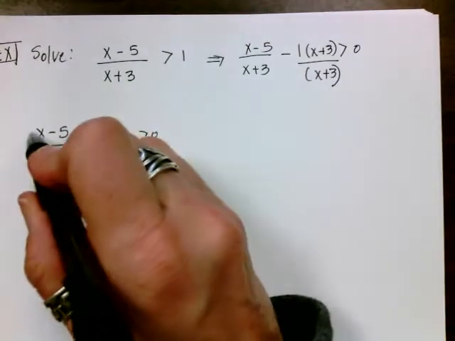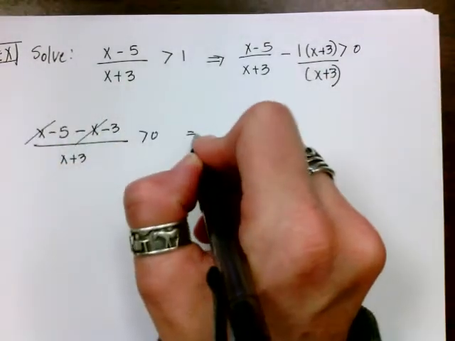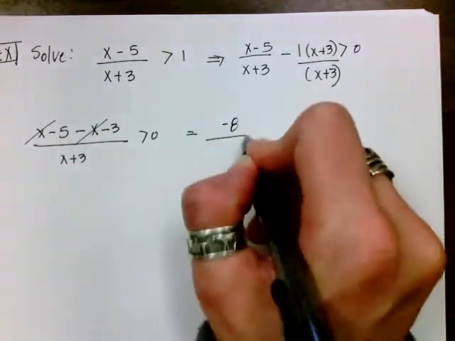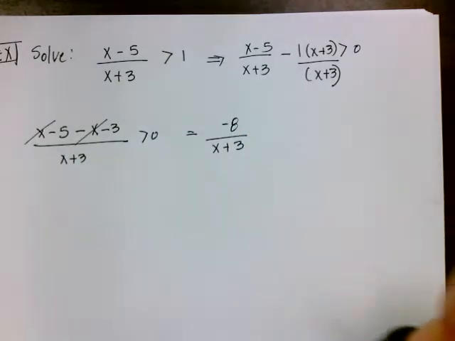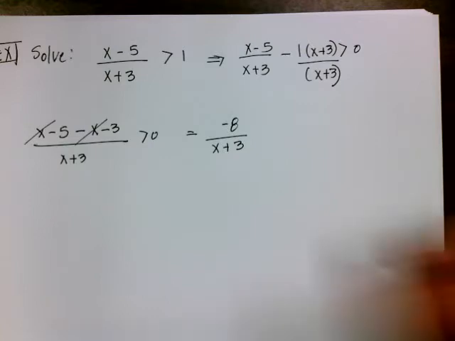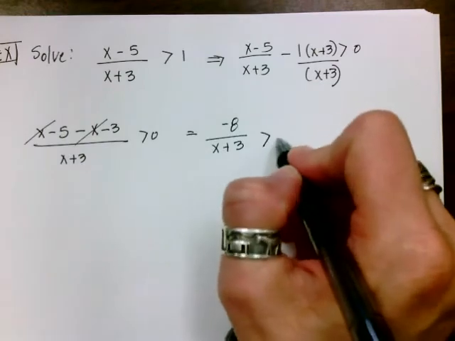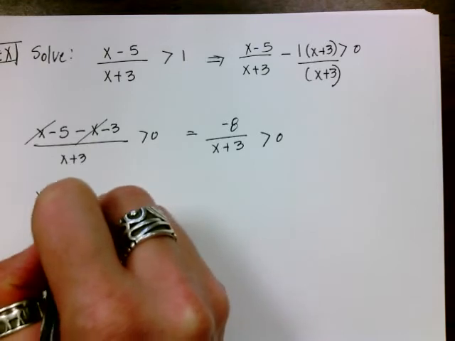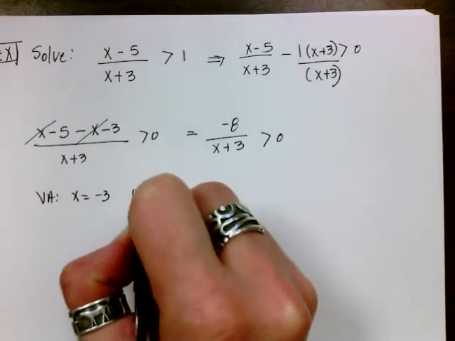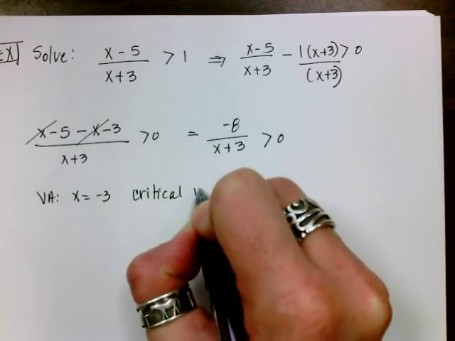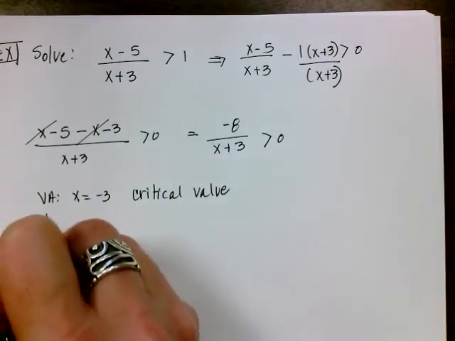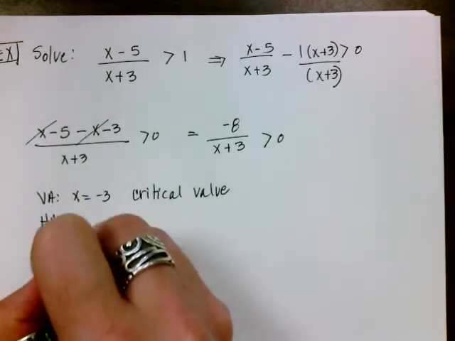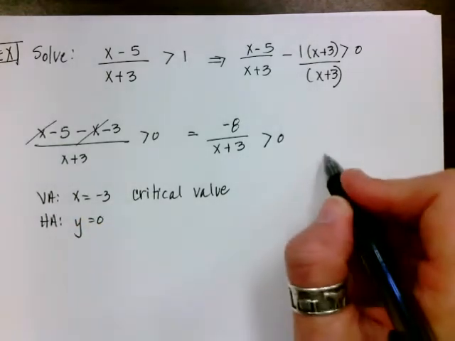So if I simplify, my x's cancel, and I'm going to get a negative 8 over x plus 3. Okay? Did I do my math right? Negative, negative. I think I did. Is that true? I think so. Okay? And I know that that's going to be greater than 0. So I have a vertical asymptote at x is equal to a negative 3, and remember this is called a critical value. The degree in the bottom is higher than the degree in the top, so I have a horizontal asymptote at y is equal to 0.